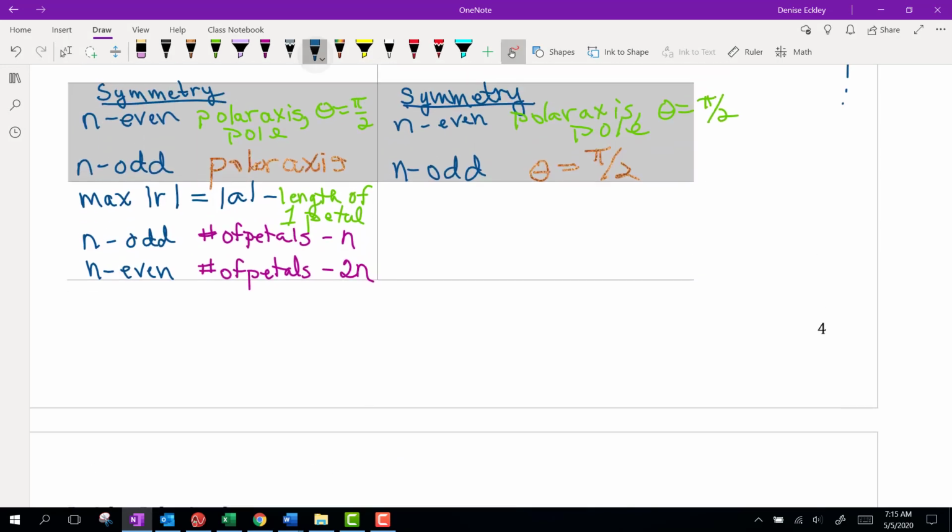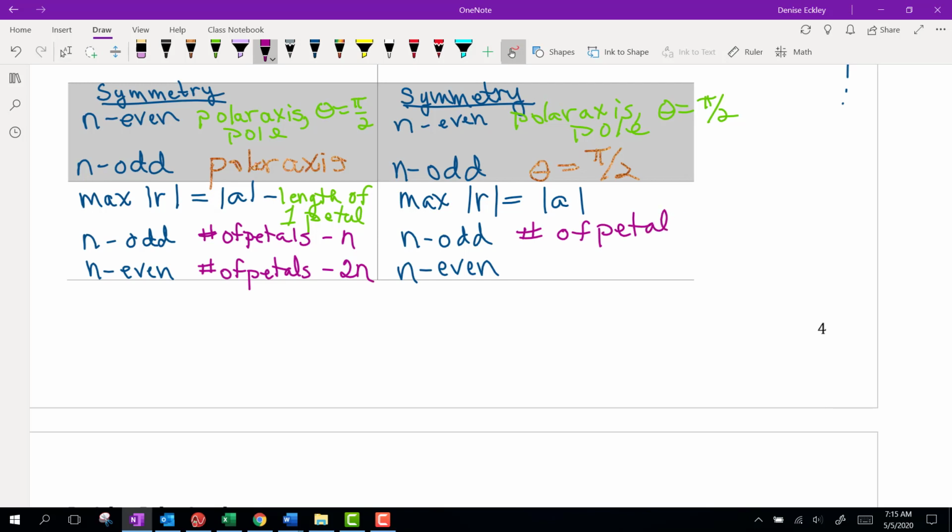Okay, and then finally, this part is the same. So a max r of the absolute value of a. And again, that's the length of our petal. And if n is odd, this is the same. With odd, the number of petals is n. And if n is even, you double your n. So it's 2n.